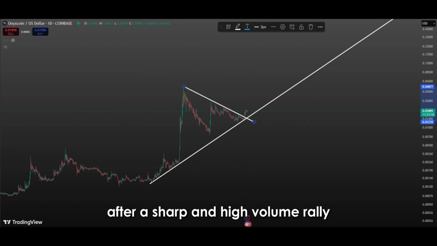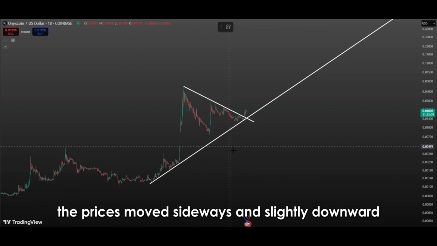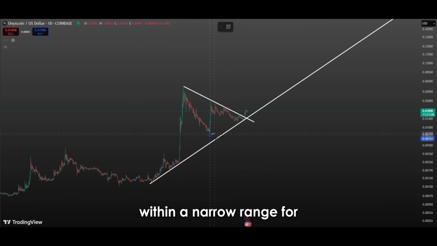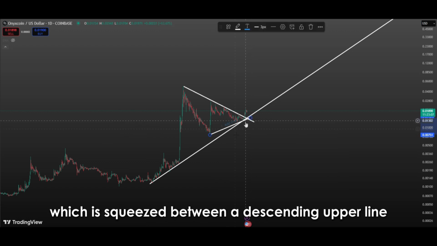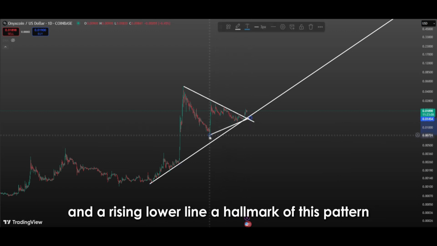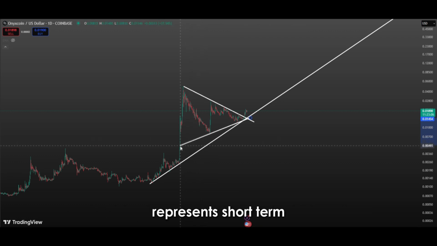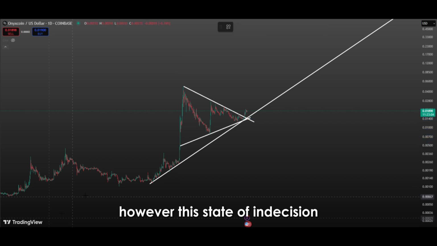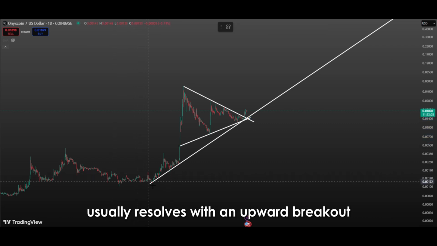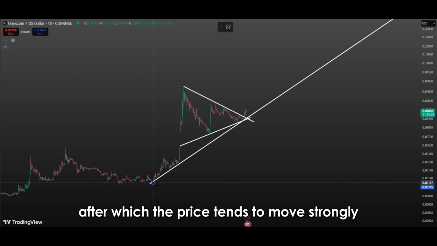After a sharp and high-volume rally, the price has moved sideways and slightly downward within a narrow range, forming a flag-like appearance. The price action, which is squeezed between a descending upper line and a rising lower line, a hallmark of this pattern, represents short-term indecision between buyers and sellers. However, this state of indecision usually resolves with an upward breakout, after which the price tends to move strongly.